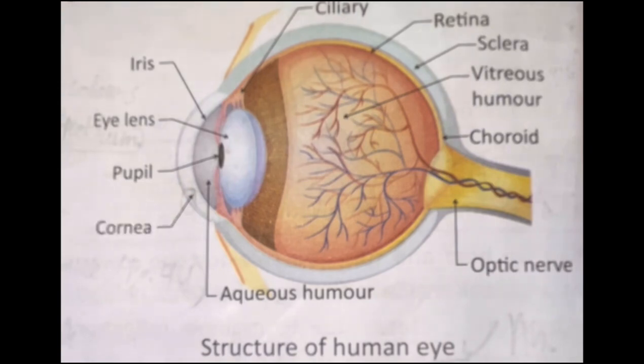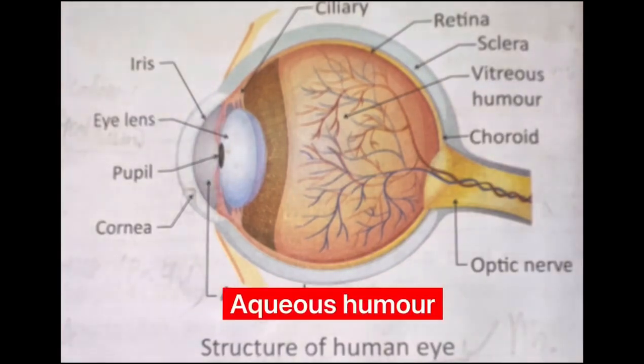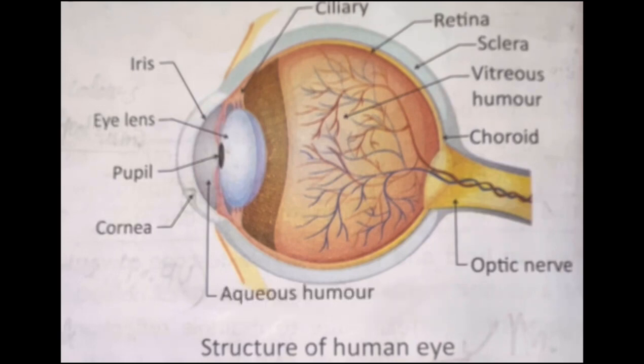Then choroid. Choroid is the second layer of eye which is present between sclera and retina. It contains grey pigments. It is opaque and tough. It keeps the interior part dark and hence prevents internal reflections. Aqueous humor. This is a transparent fluid present between the cornea and the eye lens. It keeps the cornea moist and gives shape to the eyeball.